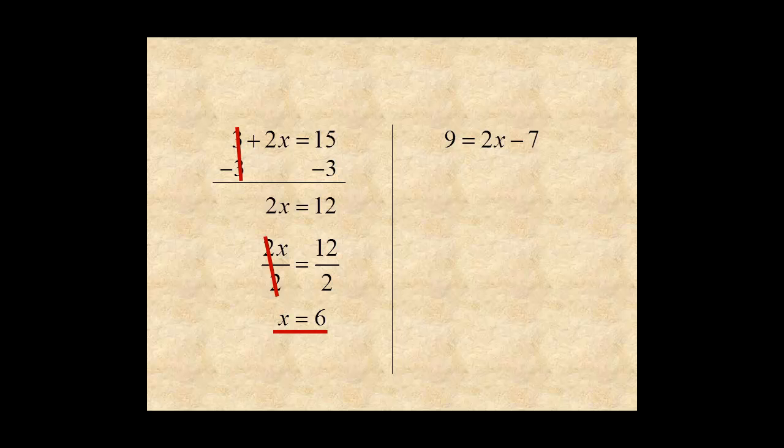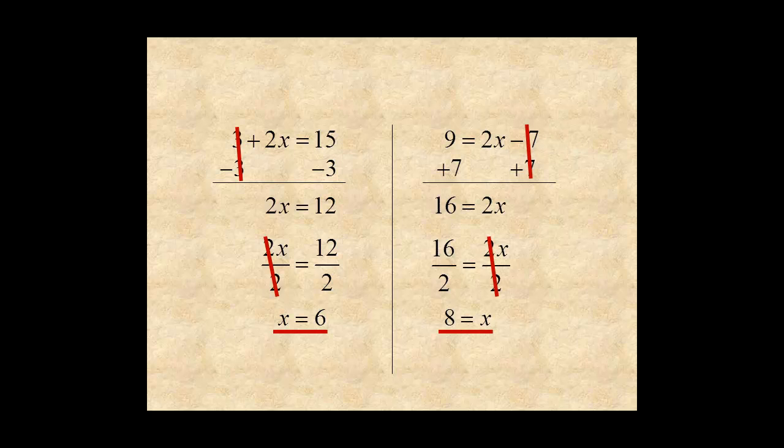For the equation on the right, the constant and variable terms are on the right side of the equal sign. Solve the equation by adding 7 to both sides and dividing by 2. For a solution, x equals 8. However, don't leave the solution backwards.